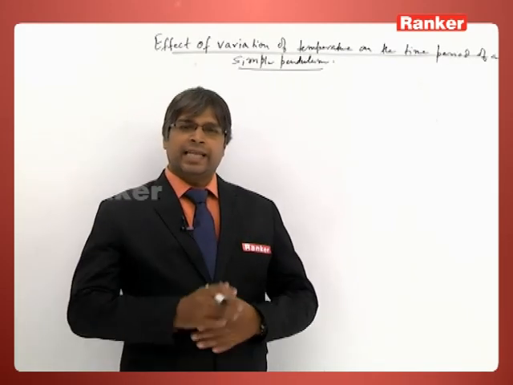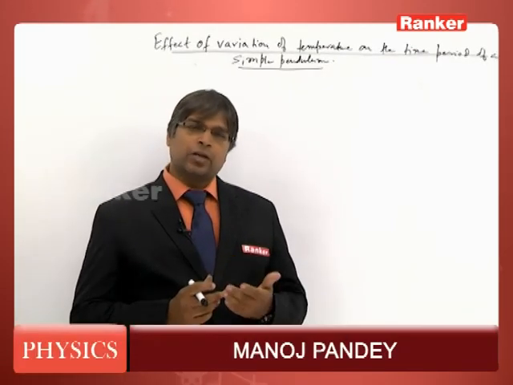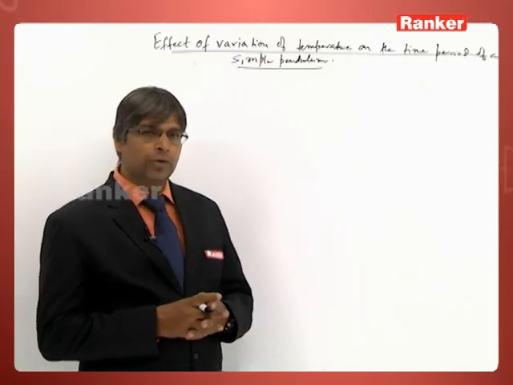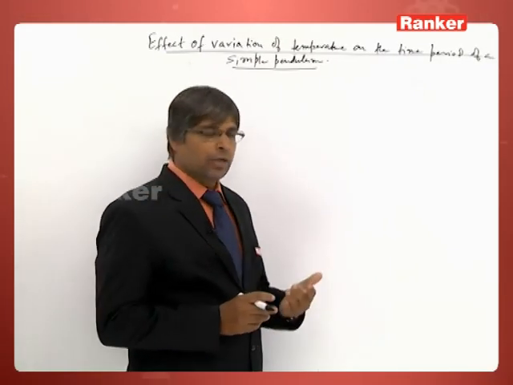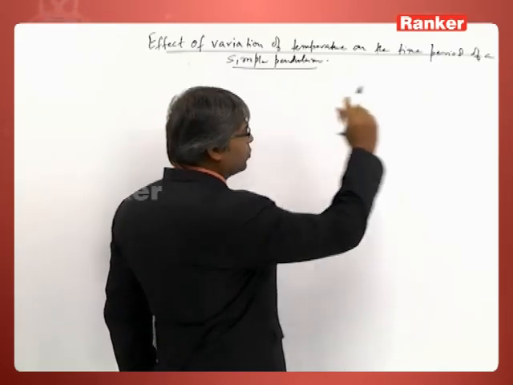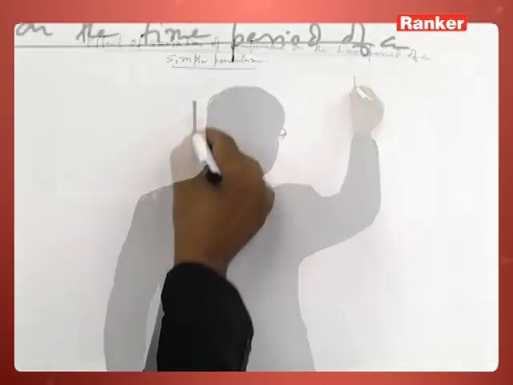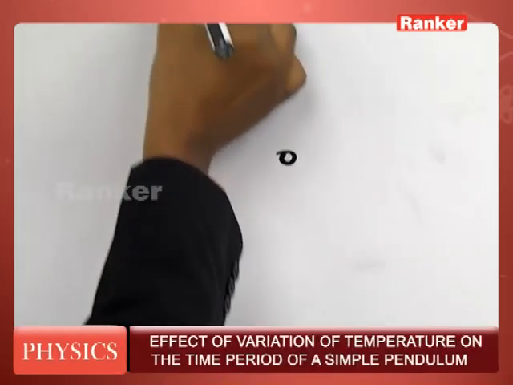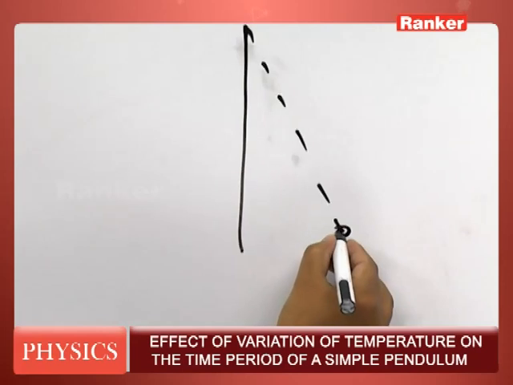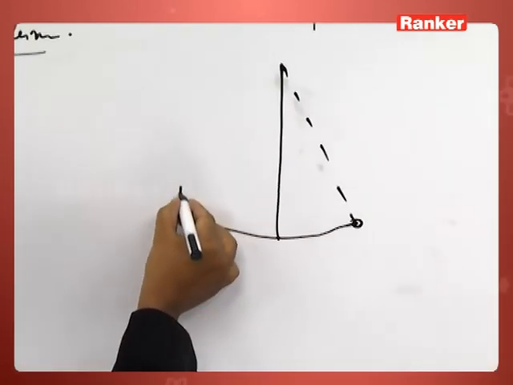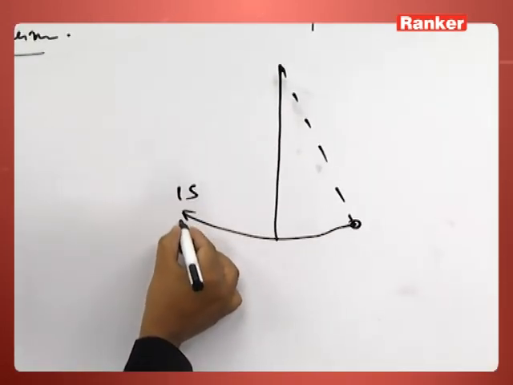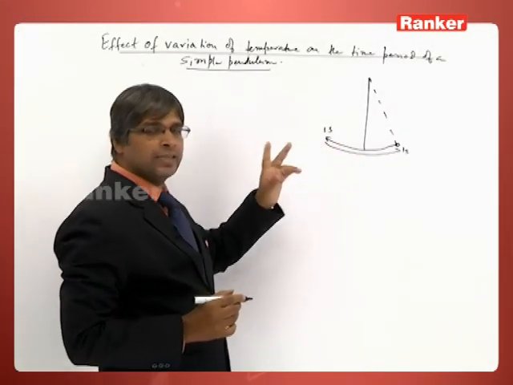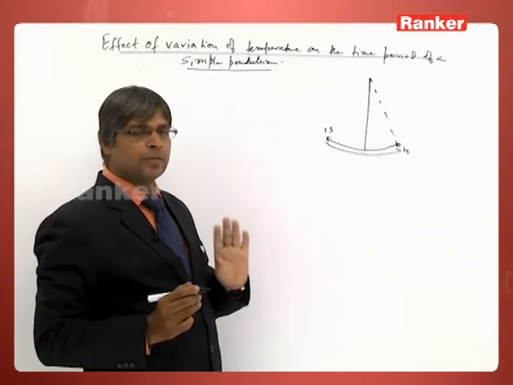Now let us see the effect of variation of temperature on the time period of a simple pendulum. Seconds pendulum: a simple pendulum whose time period is 2 seconds is called a seconds pendulum. So, we have a pendulum here. Suppose the pendulum is at this stage, it takes 1 second to reach here and then again 1 second. So, when the time period is 2 seconds, it is called a seconds pendulum.